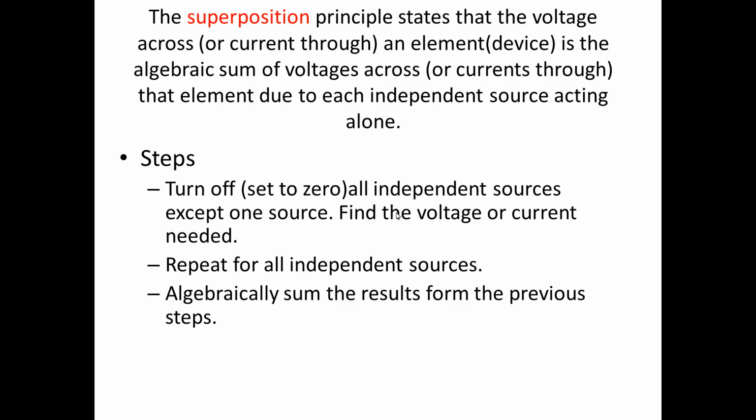Now there are some steps that we can take to apply the concept of superposition, and the first one is to turn off or set to zero all the independent sources except one. Then you find the voltage or current that you're looking for, and then you repeat that for all the other independent sources. You turn one on at a time and the rest are set to zero. Find your voltage or current. Then we algebraically sum the results from the previous steps.